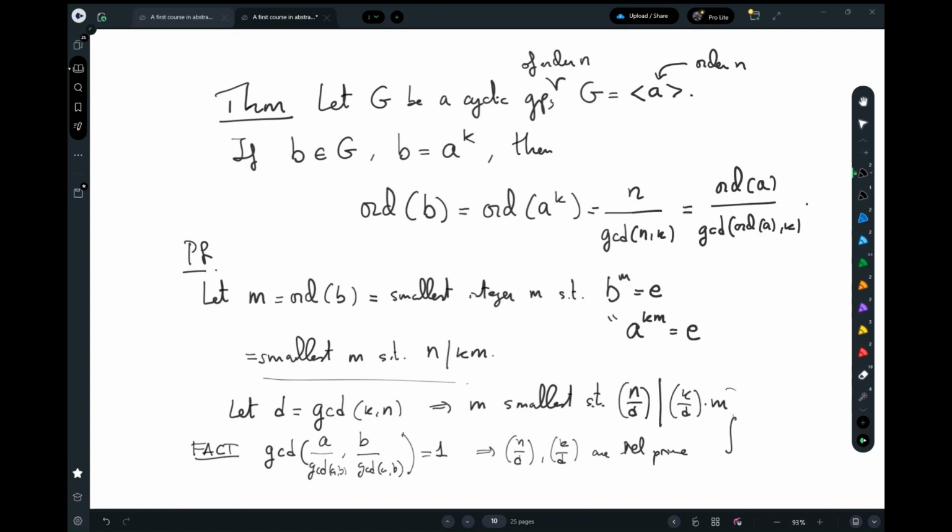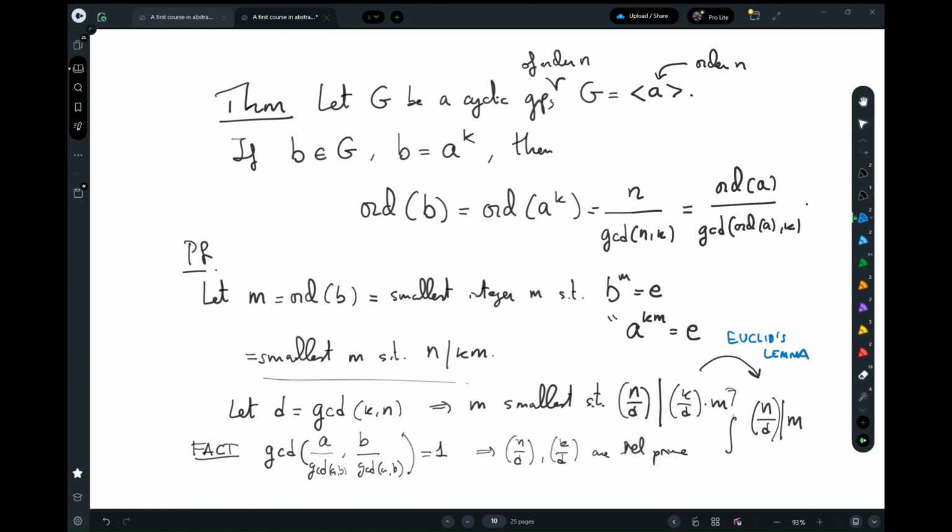And these two things together: if n over d divides this product, and n over d and k over d are relatively prime, then n over d has to divide m. So this n over d has to divide m. This step from here to here is usually what's called Euclid's lemma, which is something very, very useful in elementary number theory.